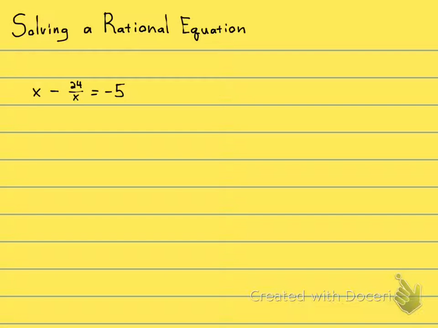To solve a rational equation, I need to find my LCD, and I need to multiply everything through by the LCD. Now this is a rational equation. It's an equation. It has an equal sign. When I'm looking for an LCD, a least common denominator, the only denominator I have here is x. So that's it, x. Let's multiply everything through by x.